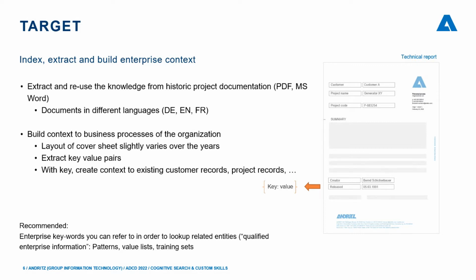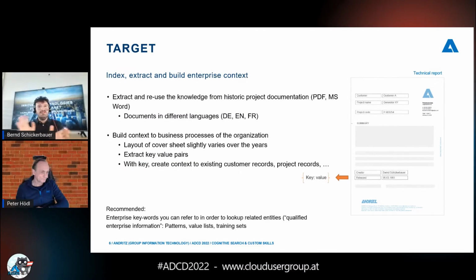That's what we learned, because this documentation has a very equal visual layout, which only varies very slightly over the years. So with Form Recognizer, we can use this kind of stable layout and pick certain information out as key-value pairs and later reuse it in this whole context building process.